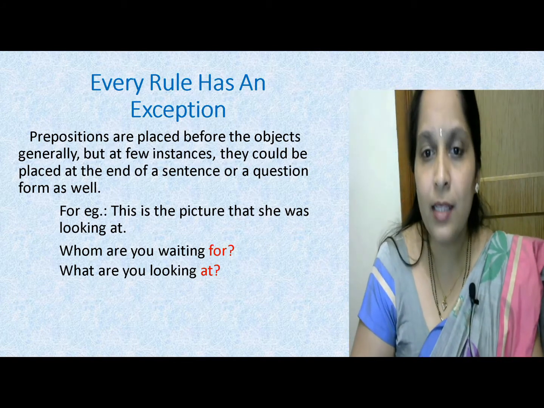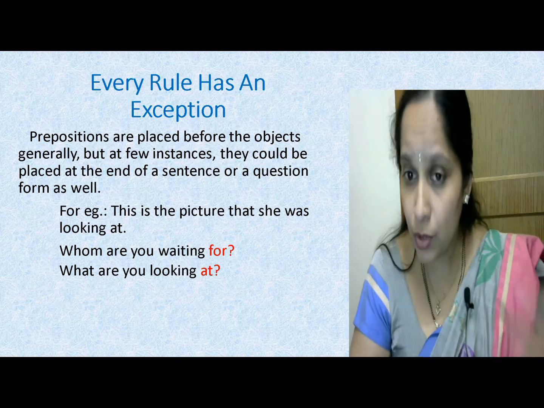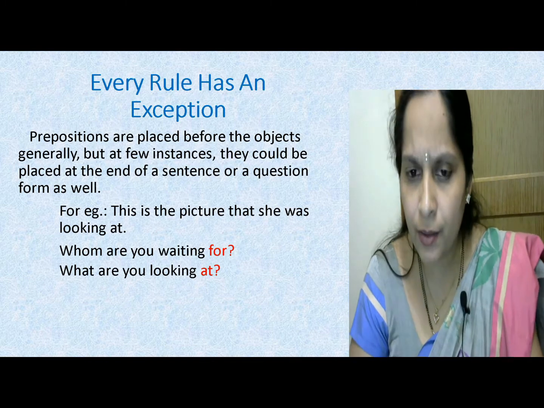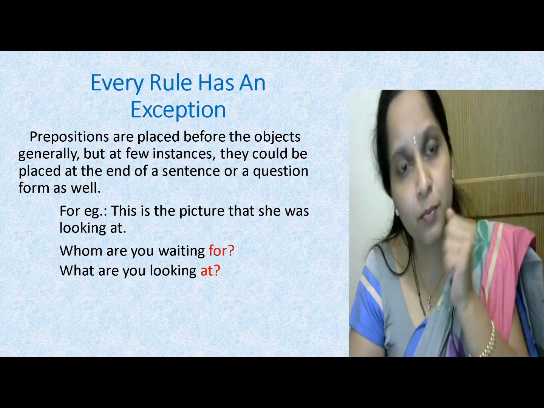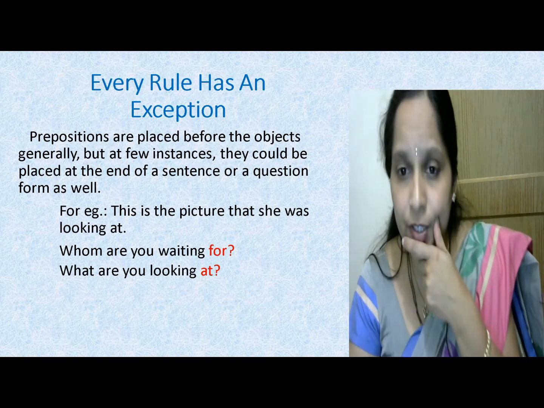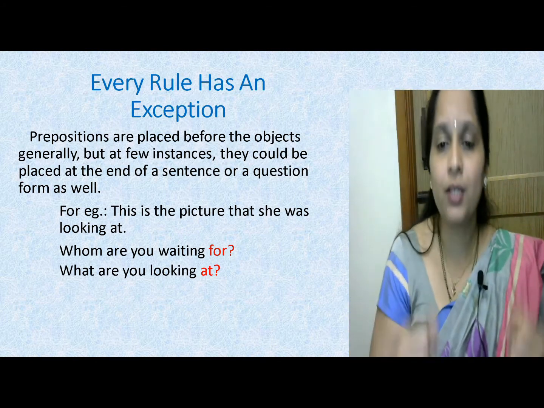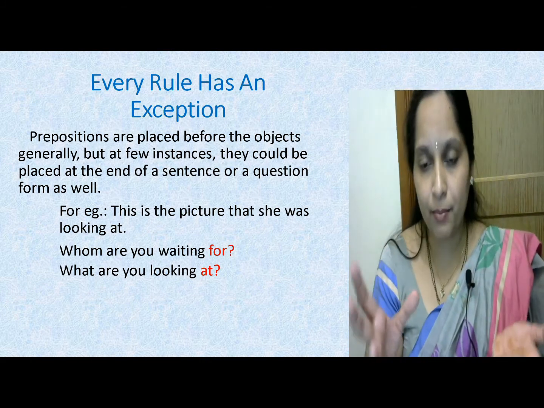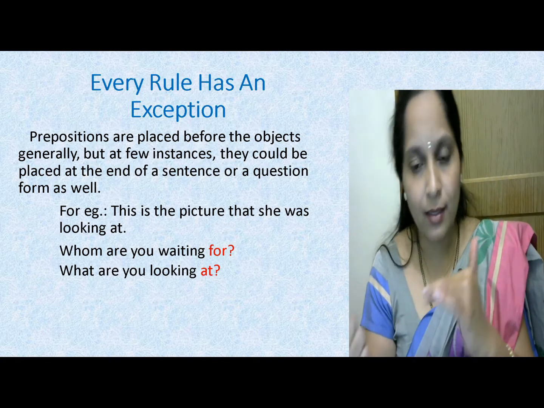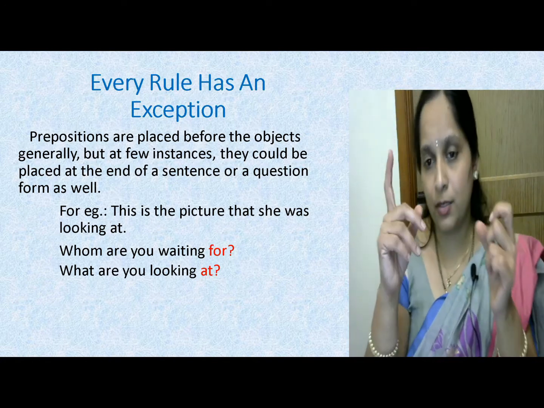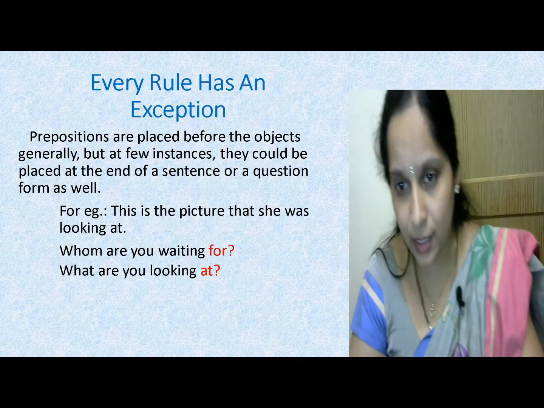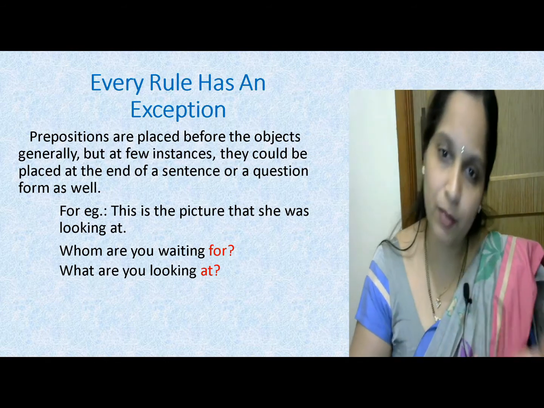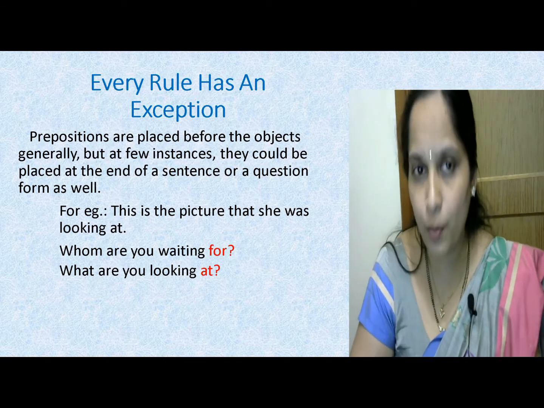Say for example, this is the picture that she was looking at. You know, this is the picture she was looking at. Whom are you waiting for? I'm waiting for my friend. What are you looking at? I'm looking at that wonderful picture, wonderful scenery. So where are these prepositions kept? At, for, off, switch it off. For example, get in, go out. So these are the prepositions which are placed at the end of the sentence. Got it, guys? So as I said earlier, every rule has an exception. Even prepositions have exceptions. Hope I'm clear?